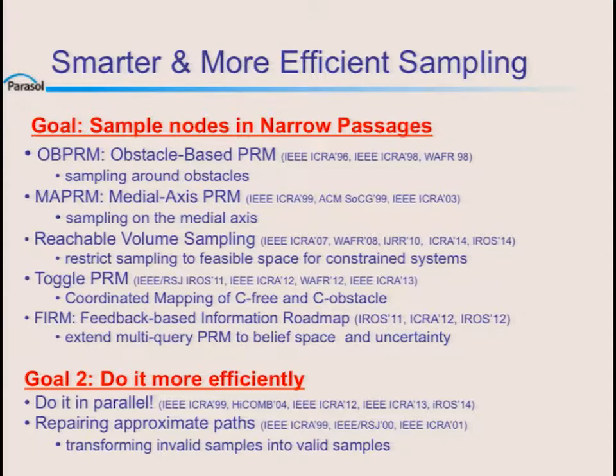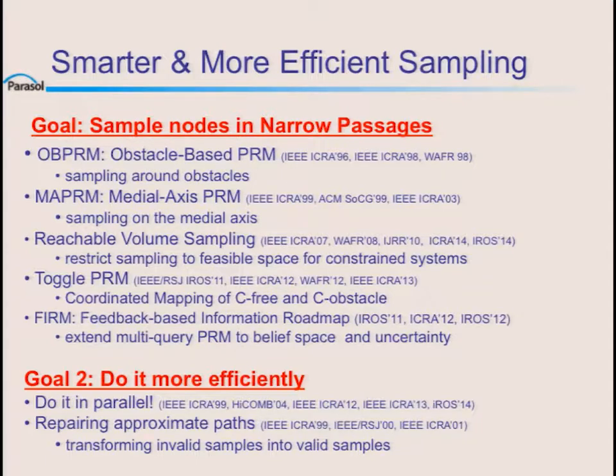A method that we're still working on today, with a paper being presented tomorrow by my student, is reachable volume sampling. The idea there is to restrict the sampling to the feasible space in your constraint system. Toggle PRM simultaneously maps both the free and the blocked space, and uses the information from each to help map the other. Another one, FIRM, feedback-based information roadmap, extends the sampling-based strategy to belief space and uncertainty.